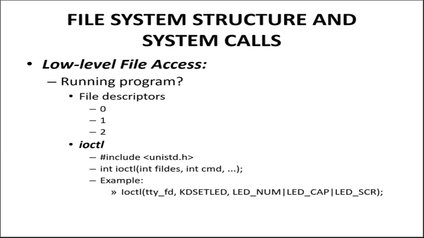That is ioctl with the parameters list. I am specifying the first parameter is the file descriptor of the keyboard. The second parameter is the command, that I want to set the keyboard LED lights on or off. Then the optional argument, that is the third one. The third optional arguments are LED underscore num. That means I want to set the num lock LED, I want to set the caps lock LED, and I want to set the scroll lock LED.